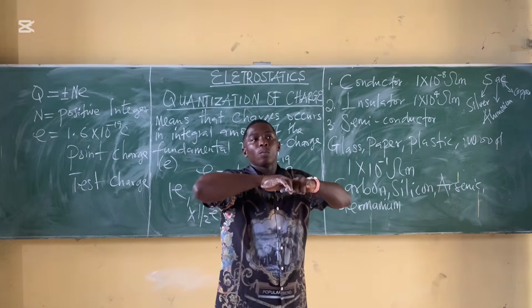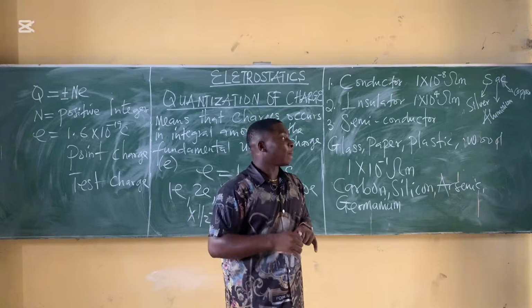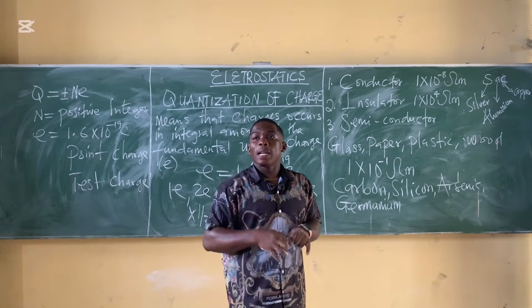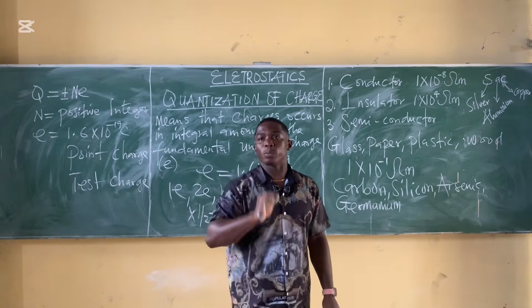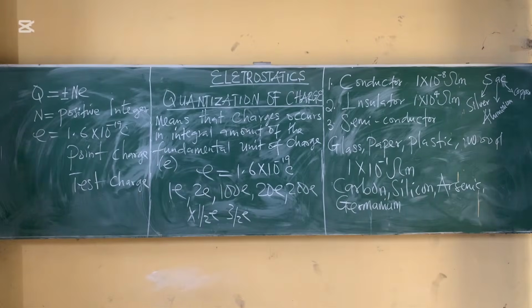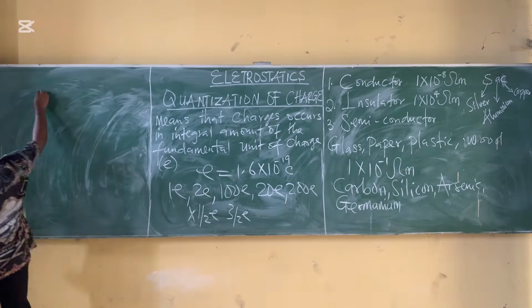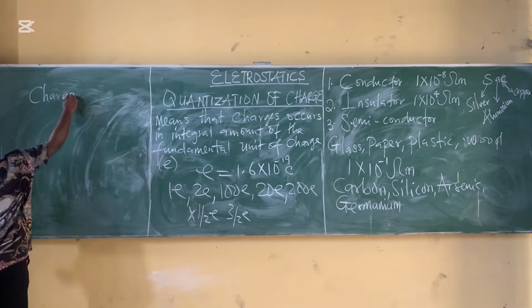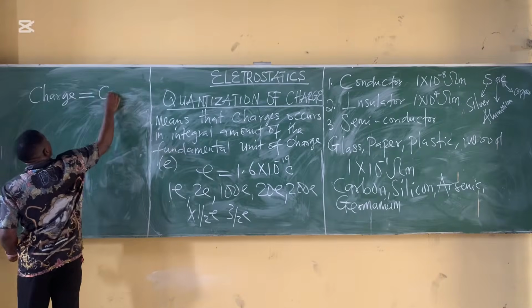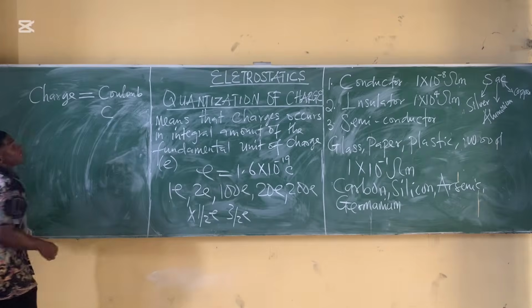The law that governs electrostatics is called Coulomb's Law. Before we take Coulomb's Law, let's look at the definition of a Coulomb. We said the unit of a charge. The unit of a charge is called a what? Coulomb. And the symbol is capital letter C.